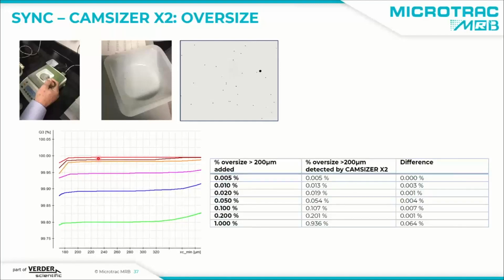So this is the cumulative distribution here. And when you look at the table, they are able to detect even 0.005% of oversized particles that they have added to their powder very accurately with the ChemSizer. And this is much higher sensitivity than you can get with any other analyzer, including the Sync. The Sync is already good thanks to the camera, but the ChemSizer can get even better, even more sensitive.